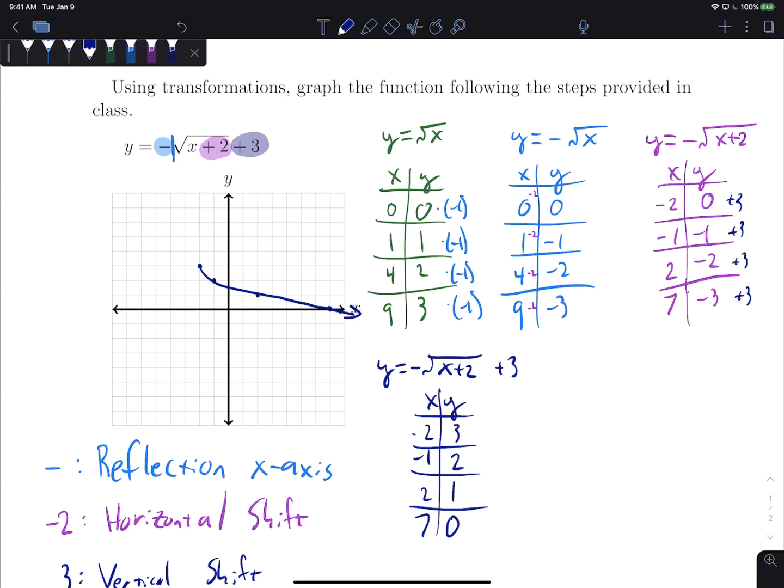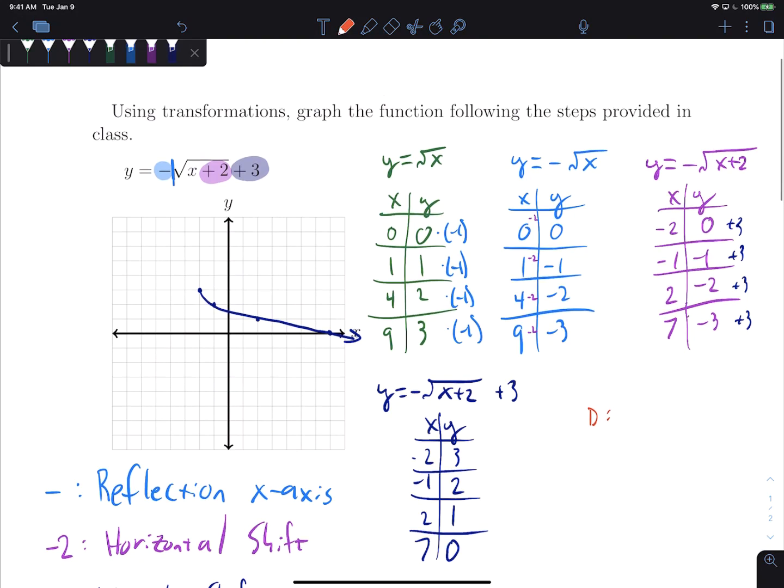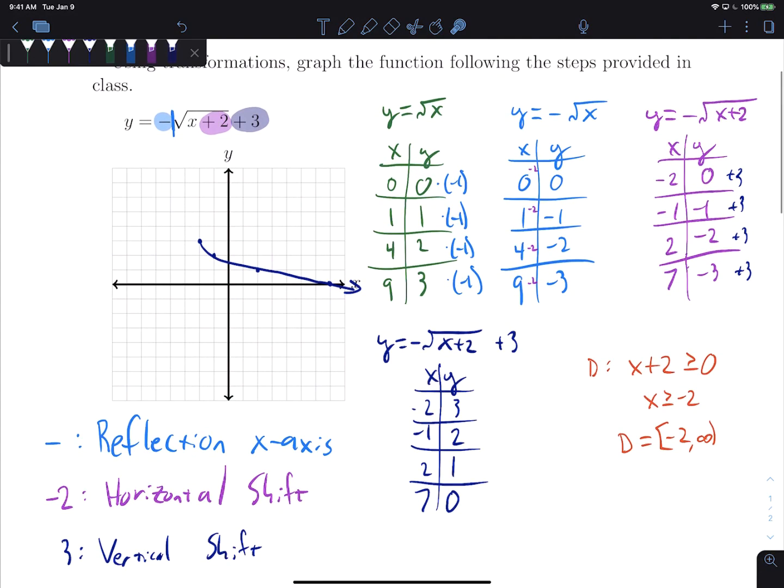Now, we do want to look at the domain here. For the domain, this is a square root, which means whatever's underneath the radical, in this case, x plus 2, has to be greater than or equal to 0. Subtract 2 means x is greater than or equal to negative 2. Notice it starts at negative 2 and goes to the right. So the domain here is, in fact, negative 2 to infinity. And this is the reason why your final graph should start at negative 2 and go to the right.